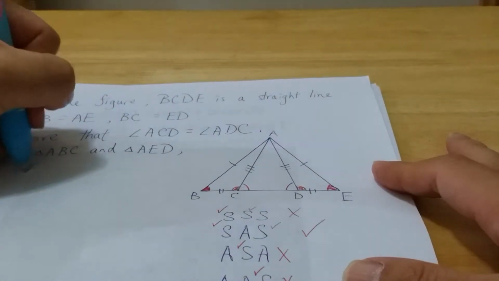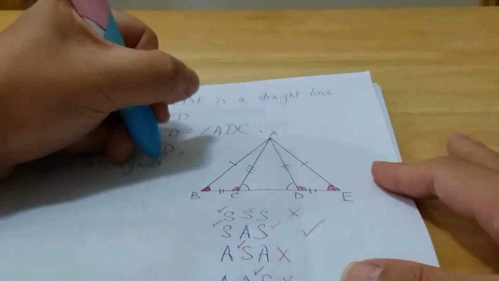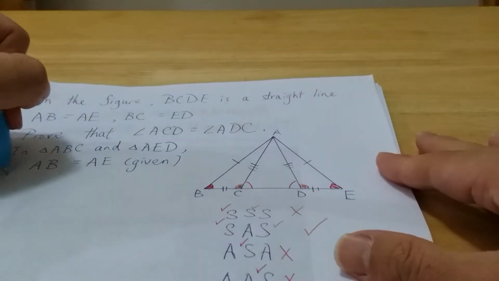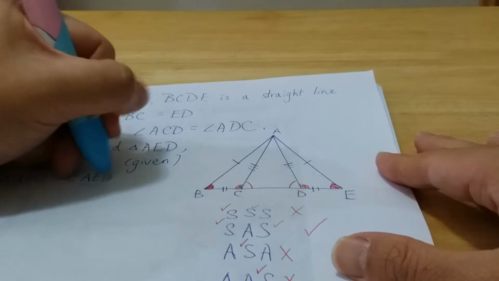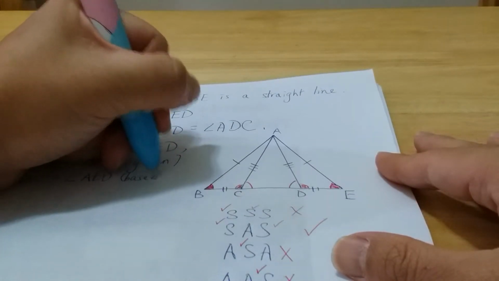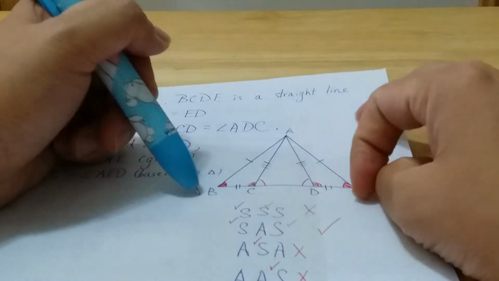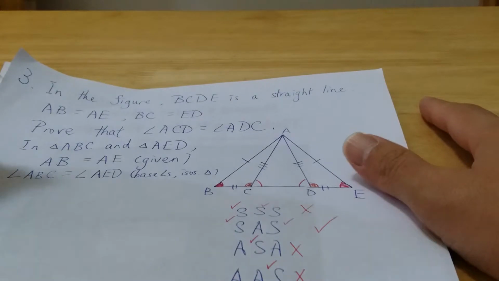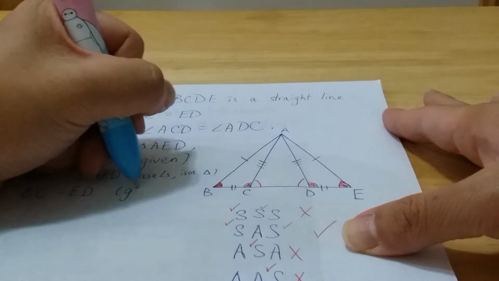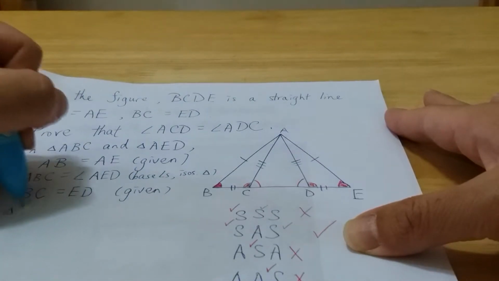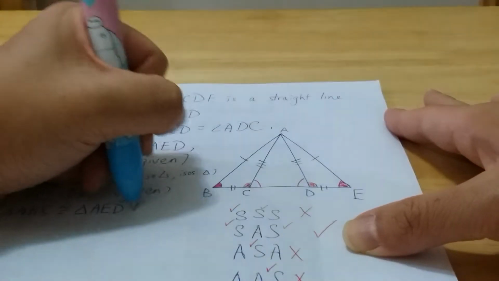First one, AB equals AE, given. The second one, angle ABC equals angle AED. The reason is base angles of isosceles triangle, because they have the same base. Third part, we use BC equals ED once again, given. So triangle ABC is congruent to triangle AED, that is SAS.